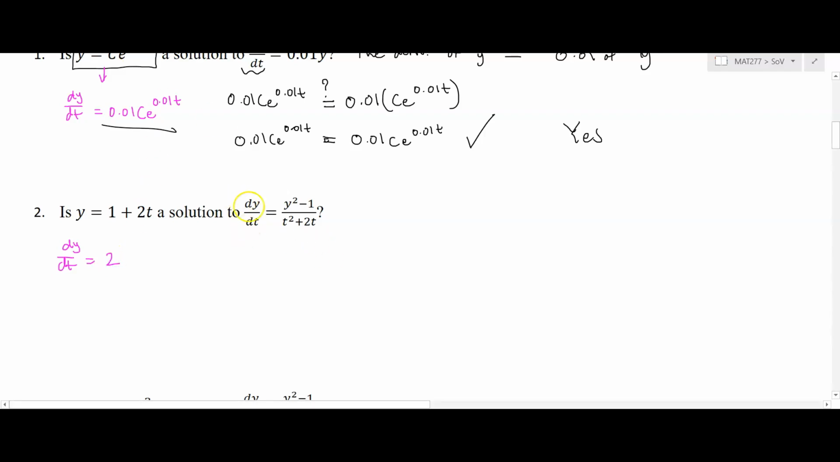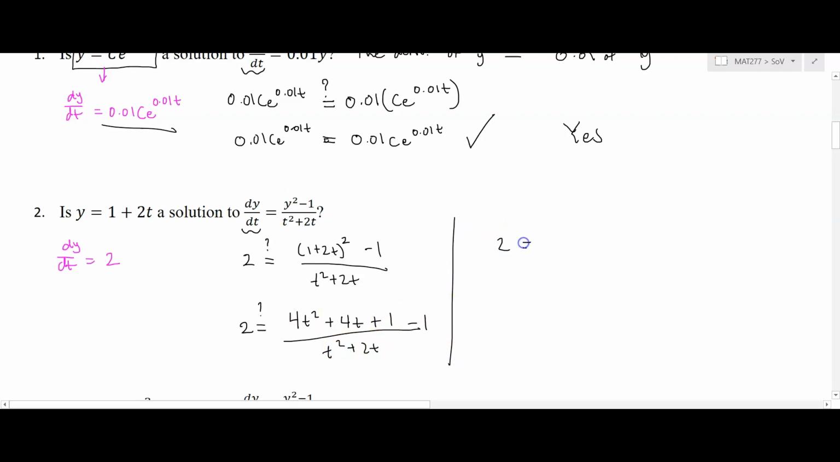And so now I have to say, okay, well for dy dt, if I plug in 2, does that equal the right-hand side? Well, y is 1 plus 2t, so I have to replace y with 1 plus 2t right here. That's squared minus 1 over t squared plus 2t. Well, those don't look the same, but I probably know that since there's a fraction here, something may cancel out, so I'm going to keep working on this and massaging that right side. So if I FOIL 1 plus 2t squared, I'll get 4t squared plus 4t plus 1. And then I'll have minus 1 over here, that minus 1 right there, all over t squared plus 2t.